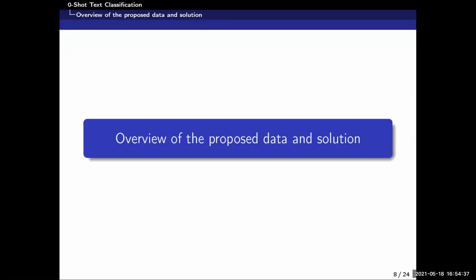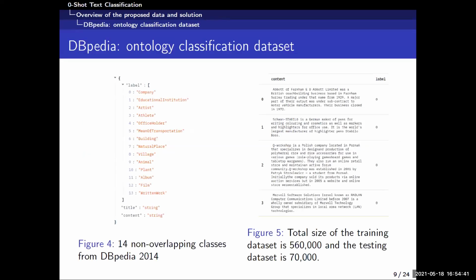And from this point, we need to see the data. Let's start with the overview of the data and solution. We need to define which data can be used for this setting. As I mentioned earlier, we will first of all solve a classification problem, and a text classification problem.